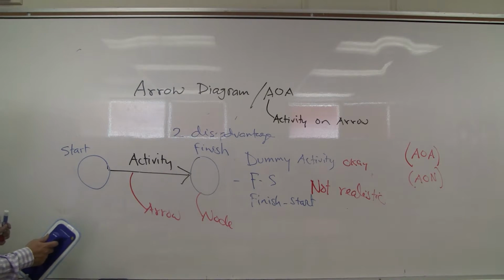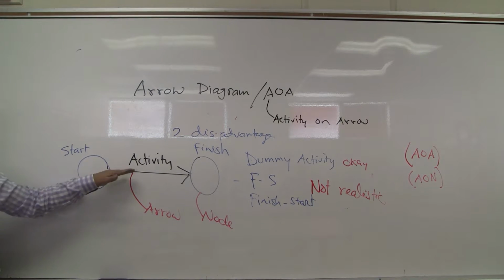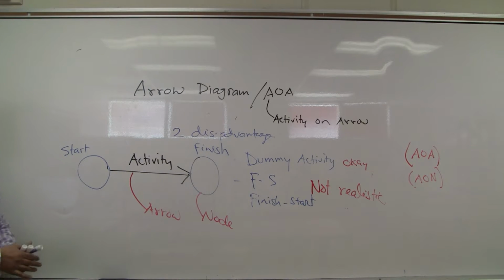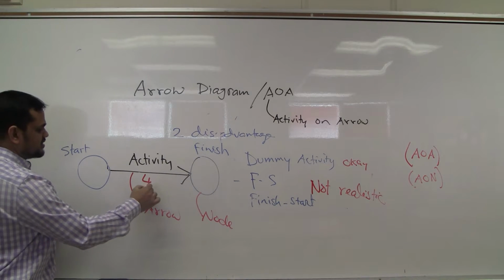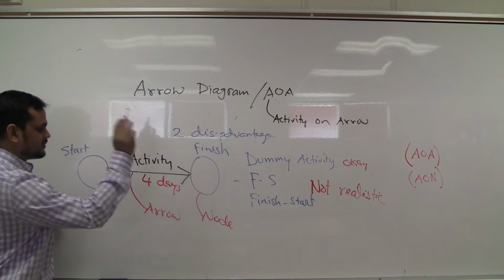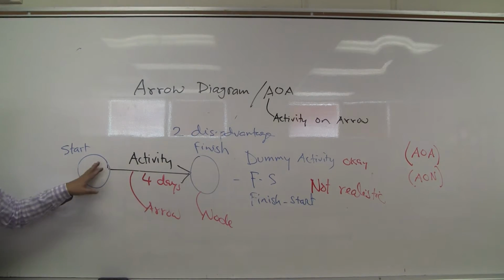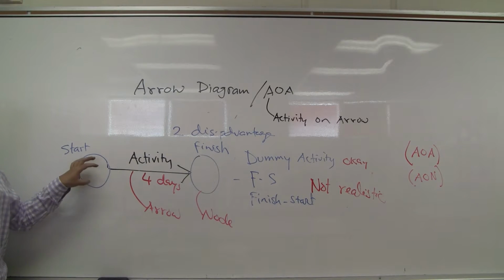So silent. Okay, activity. So this node will tell me that the activity started. This node will tell me the activity finished. And I have some duration, say 5 days or 4 days. So this will tell me the activity. This is start, finish. That means event, event, event.